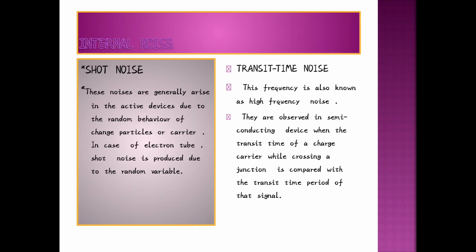Next we see shot noise. This noise generally arises in active devices due to the random behavior of charged particles or carriers. In the case of electron tubes, shot noise is produced due to the random variation. The important point in shot noise is random behavior.